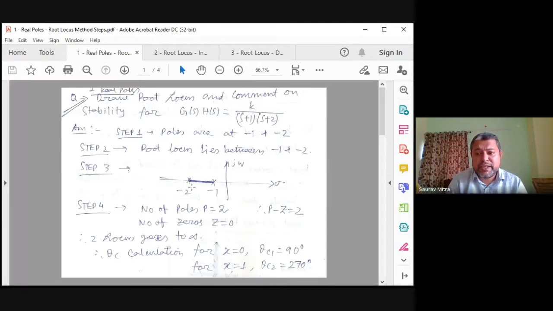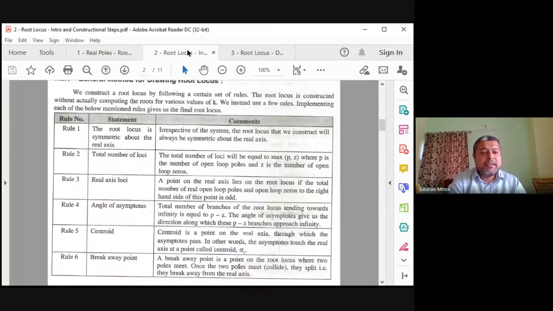Whether it is even or odd, that you have to find out. So the question is whether -3, real axis root locus lies at -3. Answer is no. Why not? Because right side of it is having 2 poles and 2 is an even number. That means -3 is not on root locus. So that's what they're explaining here. That is rule number 3.